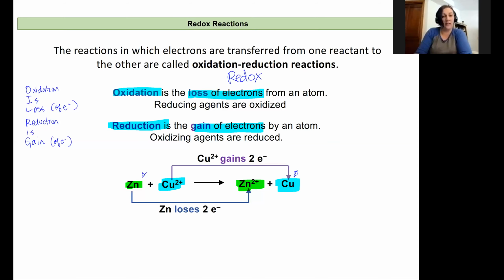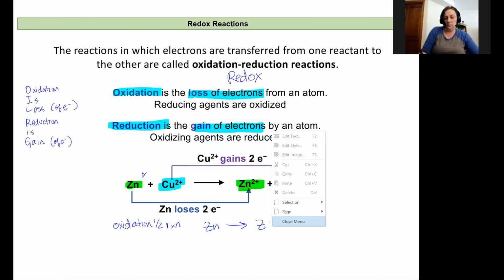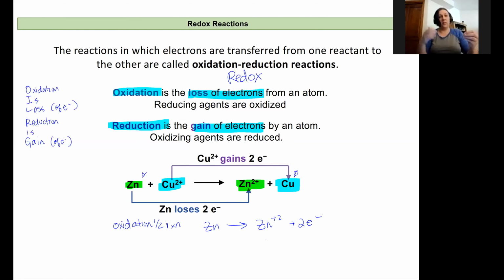And we could break this up into half reactions as well. We can call our zinc half reaction the oxidation half reaction, where our zinc becomes zinc plus 2 electrons. Those 2 electrons that have left our zinc will then go to the copper. And so we can write our reduction half reaction that focuses just on the reduction half of this as our copper plus 2, gaining those 2 electrons and forming copper metal.